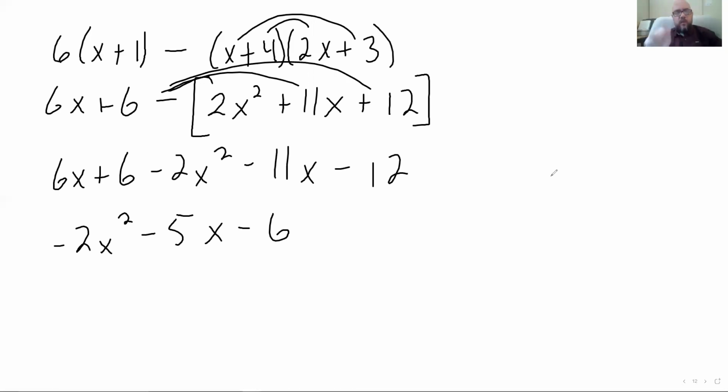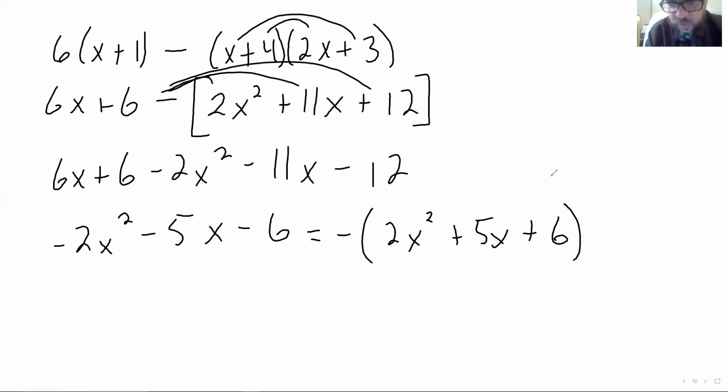Okay, now we want to try to refactor that, because sometimes when you do this, it'll all factor out and then you can cancel out more stuff. So you have to be careful. It only happens maybe 20% of the time. It's not super common, but it happens often enough that you do have to check every time. So I'm going to factor a negative out of this, just to make it look a little simpler. 2x squared plus 5x plus 6.